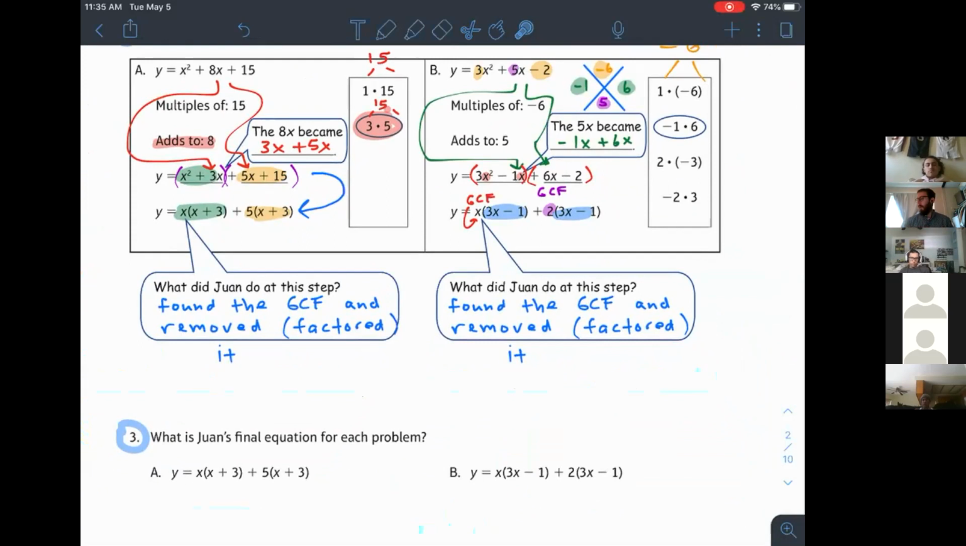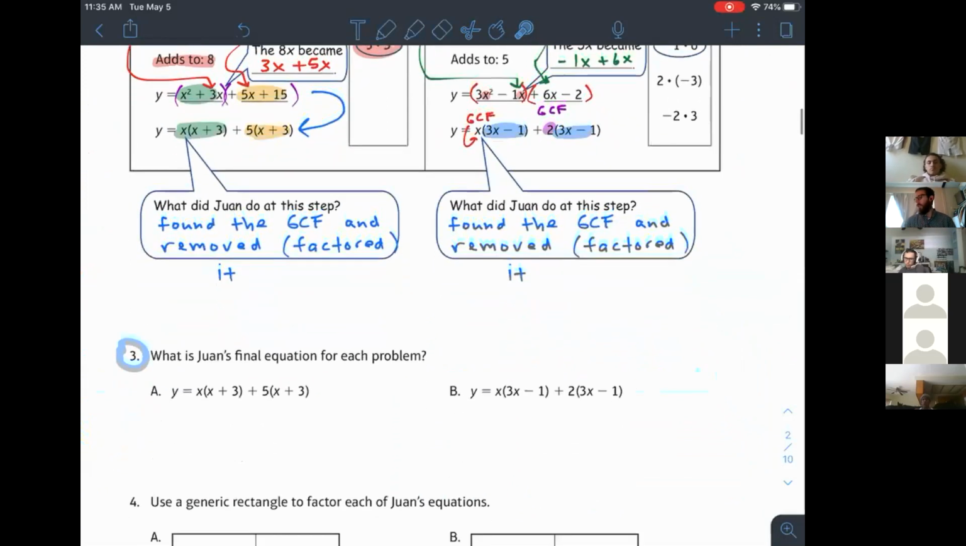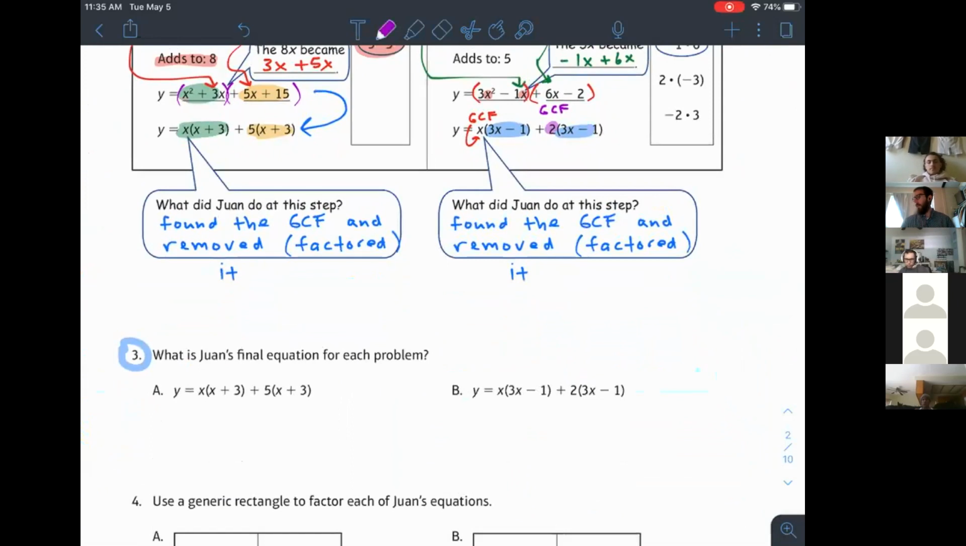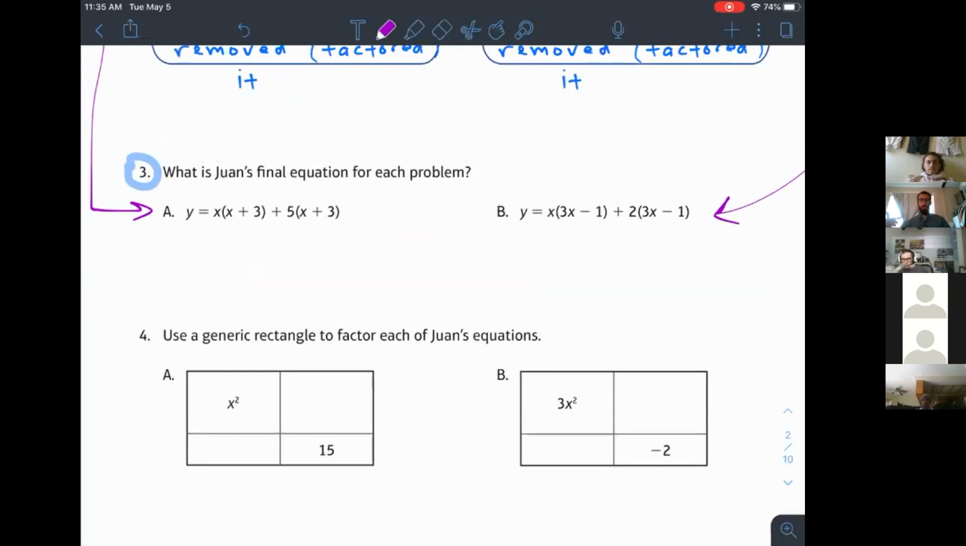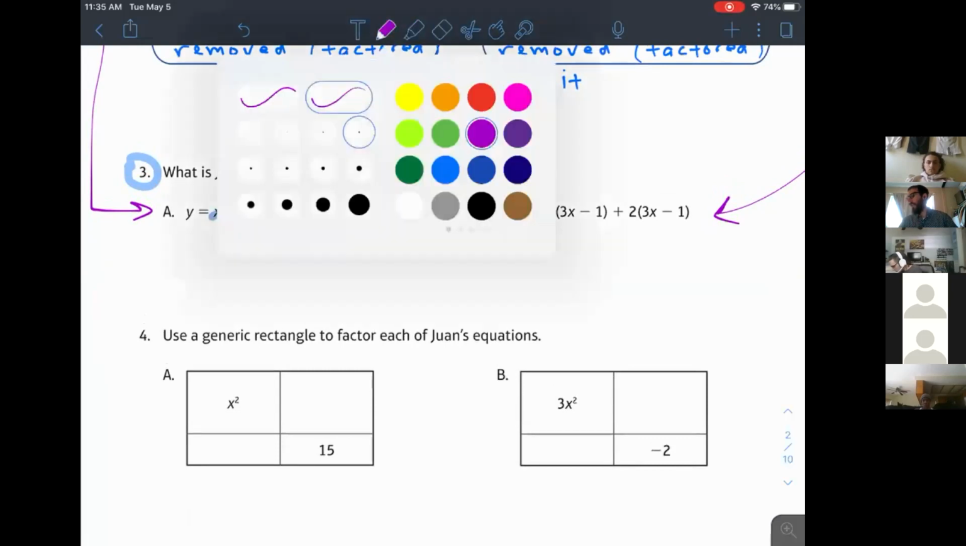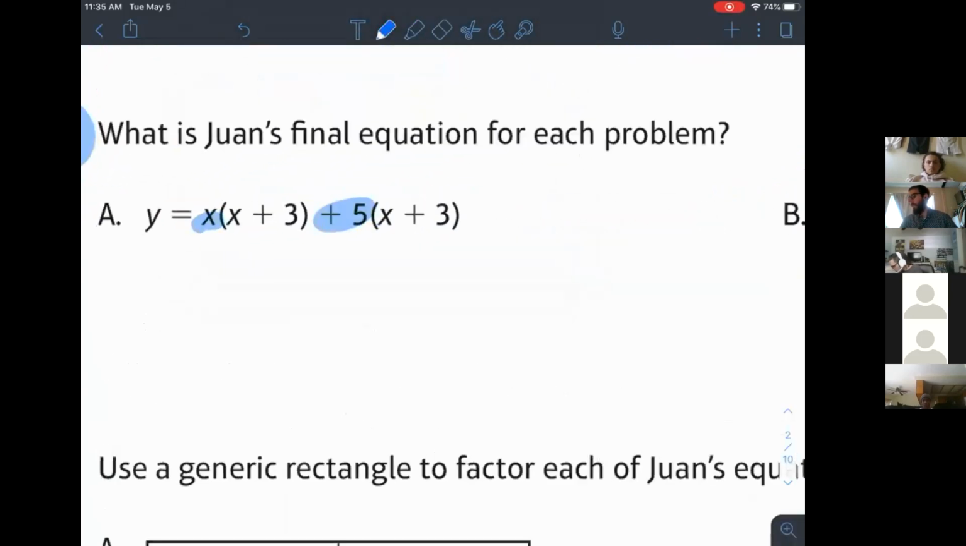So then basically is, what's Juan's final equation? Notice here in number 3, basically what they did is they said, all right, let's just take where we're at here and let's finish this problem. So can anyone take a guess as to what the answer for 3A would be? Francis, you're already on it. Good job, dude. He said, all right, you take the GCFs. So this is the final step, and this is what it says.